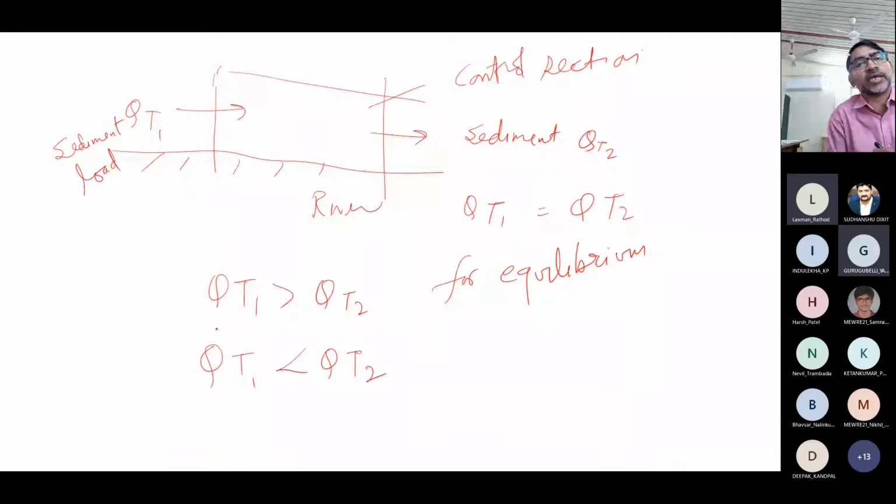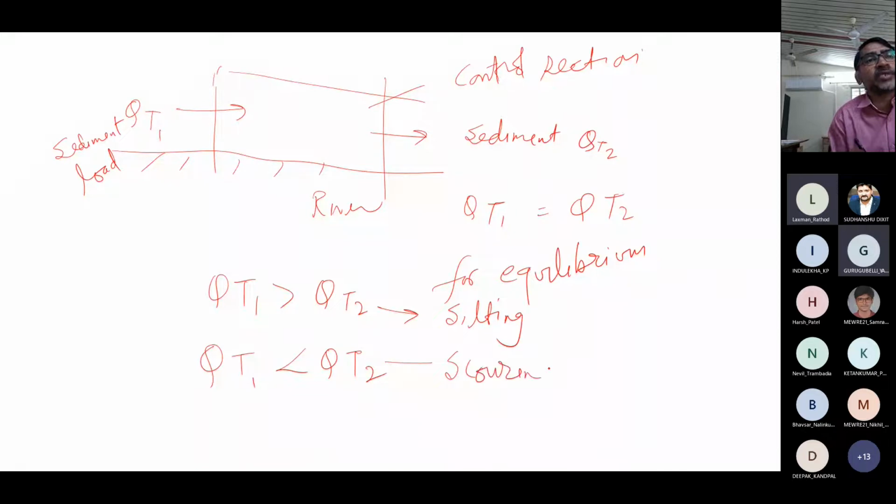This condition, can you see the condition? QT1 is greater than QT2, and QT1 is less than QT2. What would you observe in the first case and in the second case? QT1 is less than QT2, sir. What will happen? See, I got an answer here: silting in the first case, scouring in the second case. Do you agree with this answer? That's what my question is. Scouring.